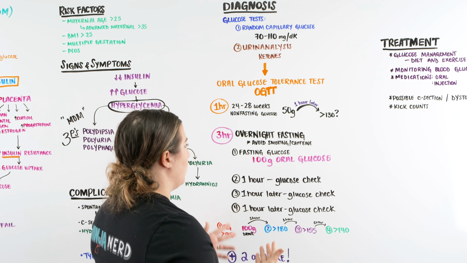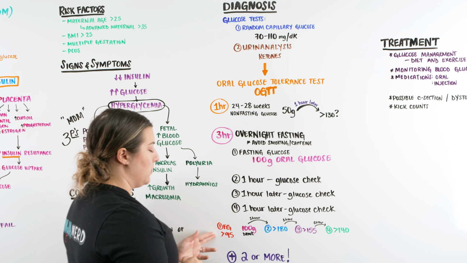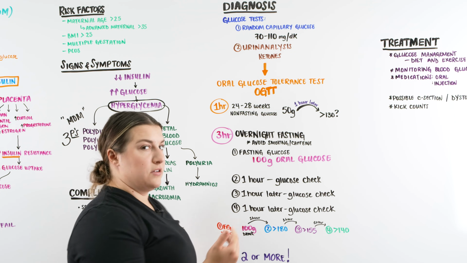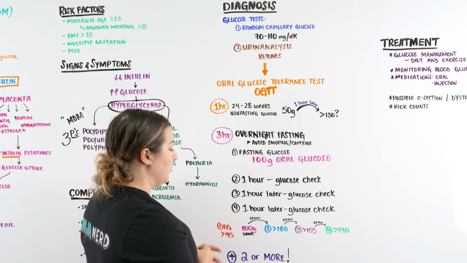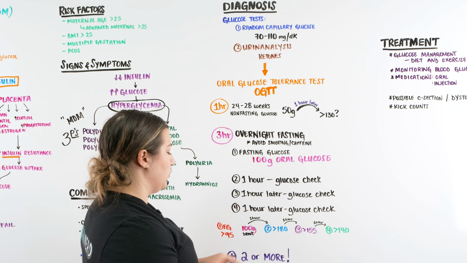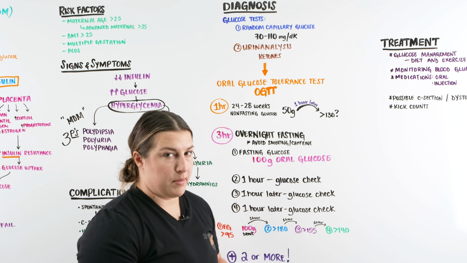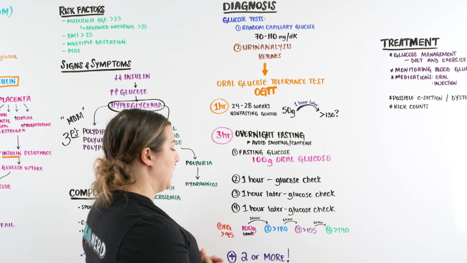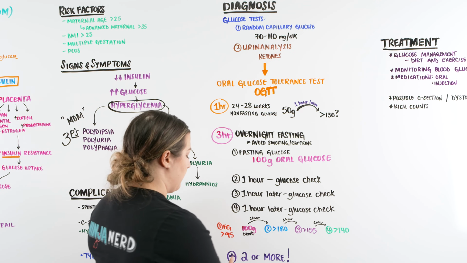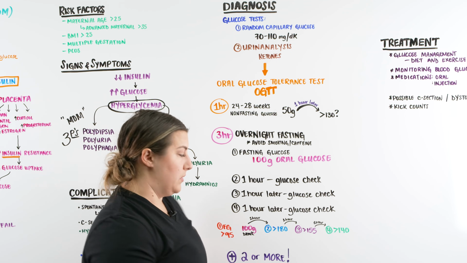And what are we looking for? How does this work? So they get that fasting glucose. If it's greater than 95, that's considered a positive. But the numbers that are really important are after we drink that 100 grams, how does our sugar compensate throughout that time? How does our body react to it? So if they have a positive of 2 or more, they are considered to have gestational diabetes.